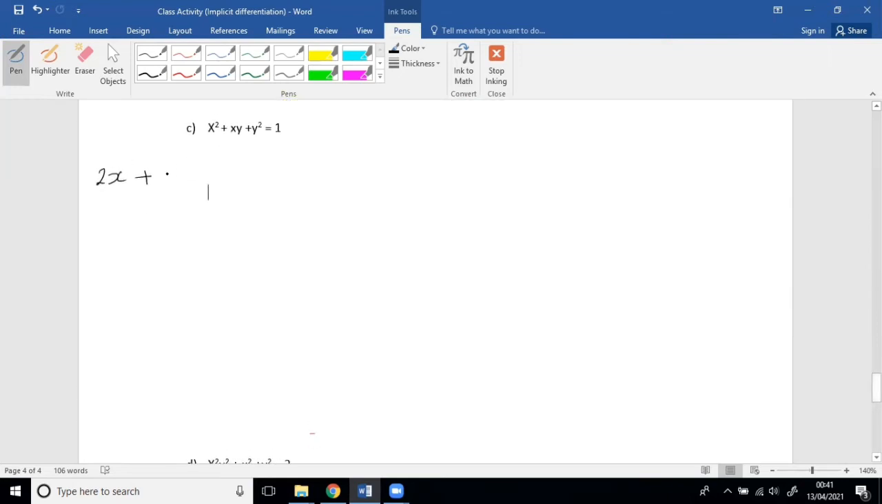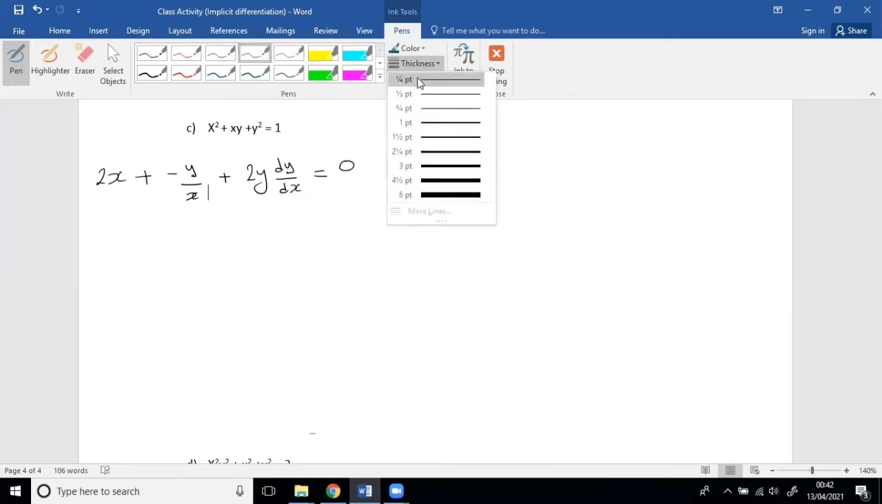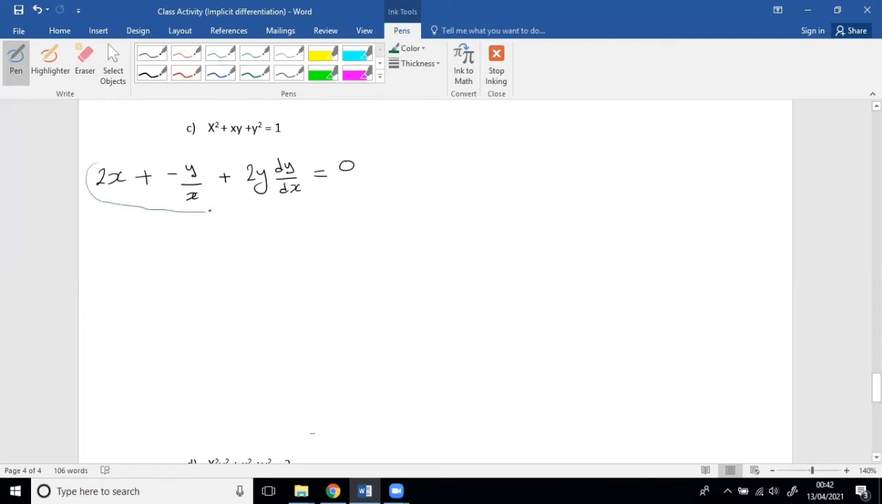So I'm going to replace that with minus y over x plus differentiation of y squared. That becomes 2y dy over dx, equal to differentiation of 1, which becomes 0. Now what I'm going to do is move this to the other side of my equation. So I'll move this over there, so I can make dy dx the subject.